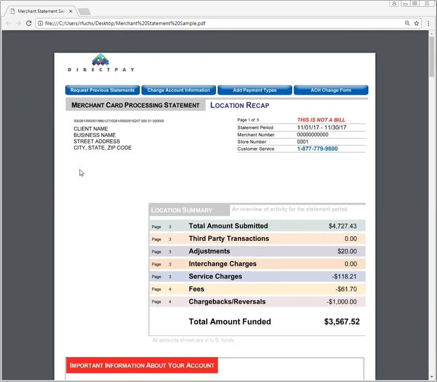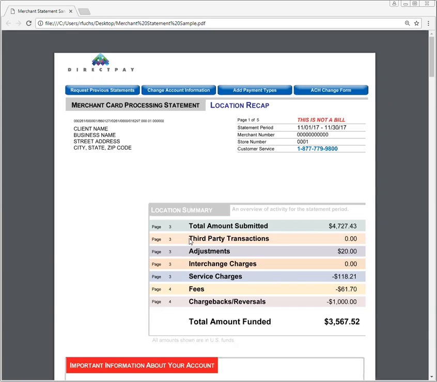The merchant statements are generated on the 5th of each month and will be sent via email unless specified otherwise. The statement will be delivered as a password-protected PDF file. To unlock the statement, you will use the last 4 digits of the phone number we have on file for the business. If you need to change that password, please contact our customer service department.